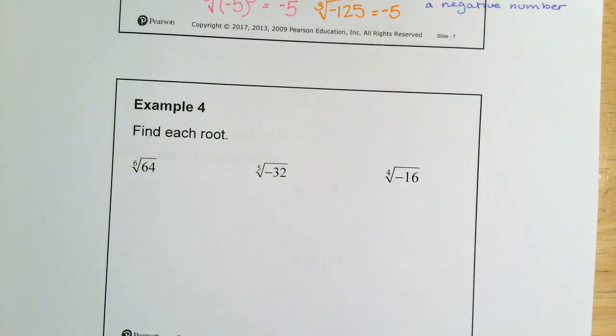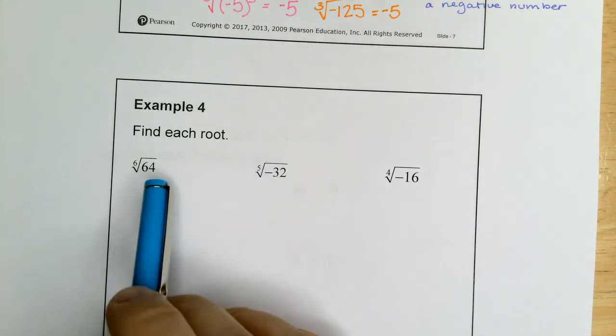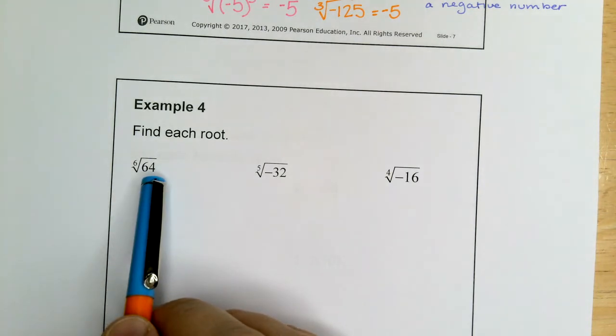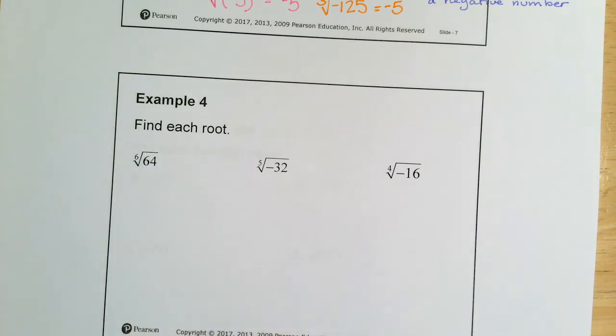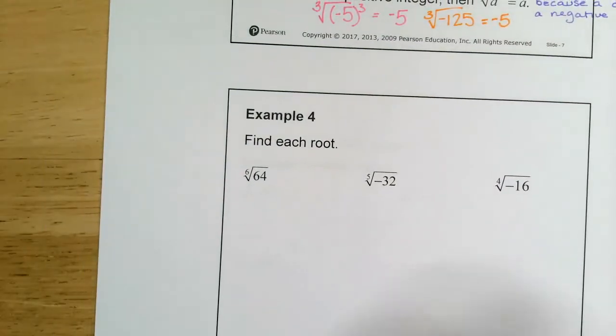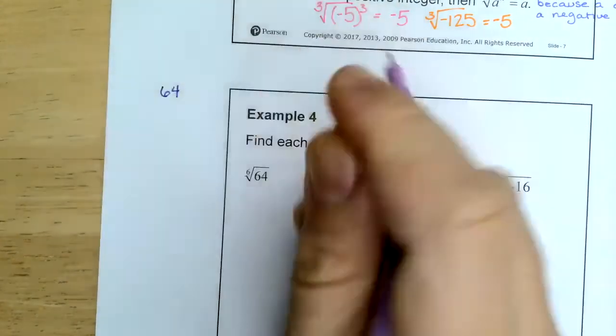So now we're going to find each root. This is the 6th root, right? For the 6th root, if we're going to do a factor tree, we would need groups of 6 of the same factor. For squared we need 2, for cubed we need 3, for the 4th root we need 4, for the 6th root we need 6. So 64, the factor tree is 64 until 6.